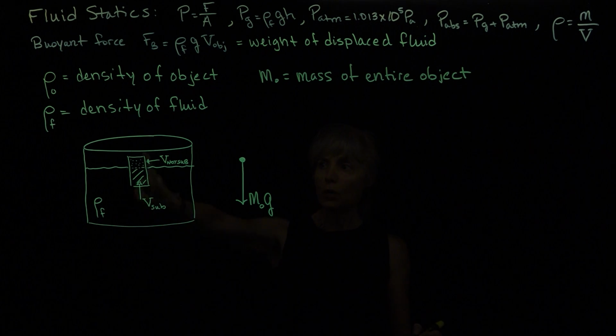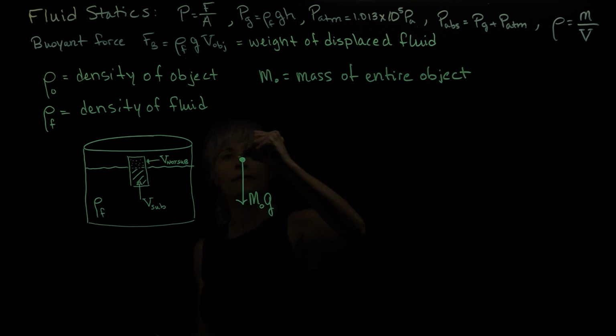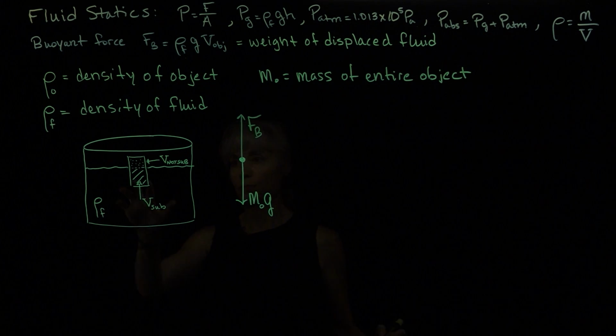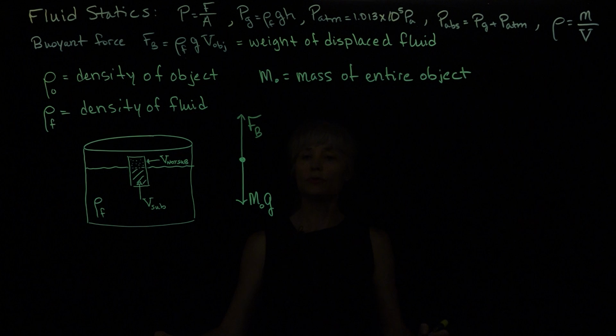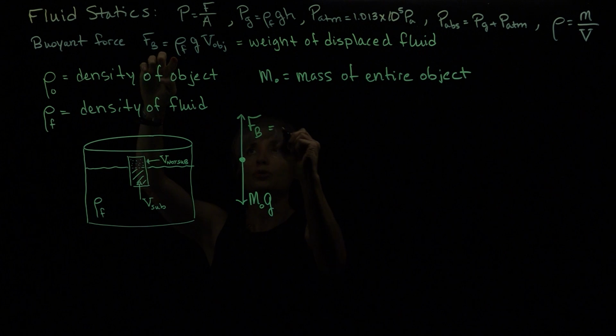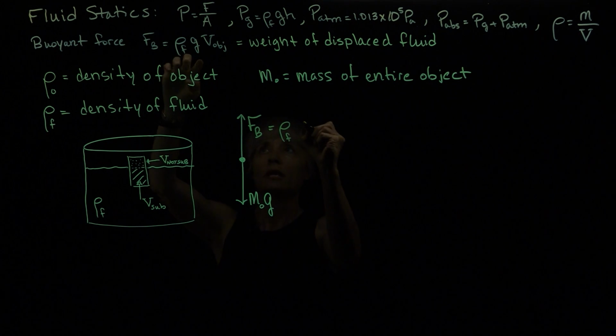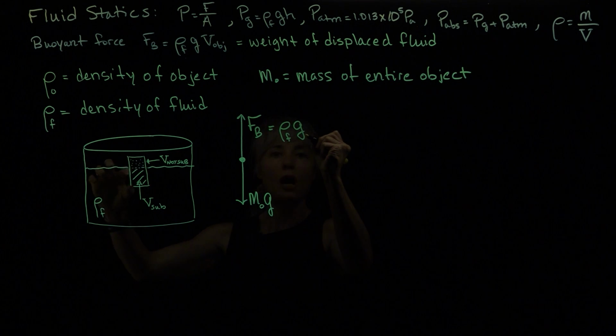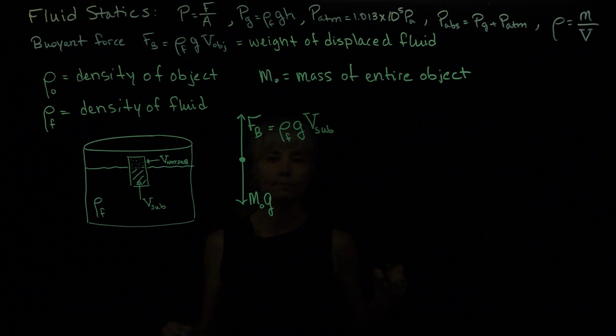Well, why is the object in static equilibrium? Well, because there's a force upward on it, and that's called the buoyant force, and that's due to the fact that it is partially submerged in a fluid. So there's the buoyant force. Okay? So now what is the buoyant force equal to? Well, remember, the buoyant force is equal to the density of the fluid times the acceleration due to Earth's gravity times how much of the object is submerged. So this is the volume submerged.